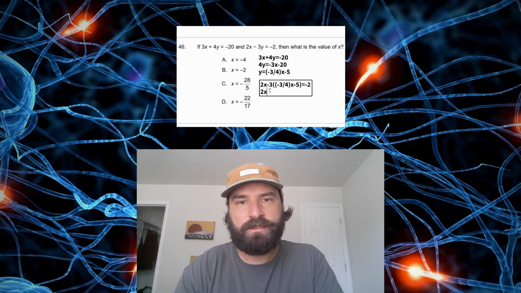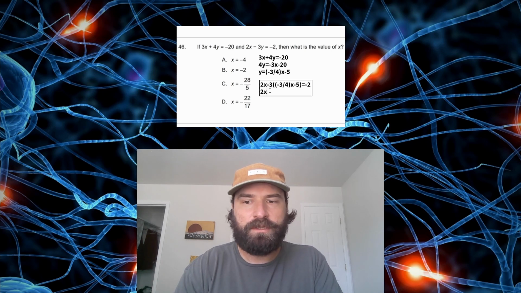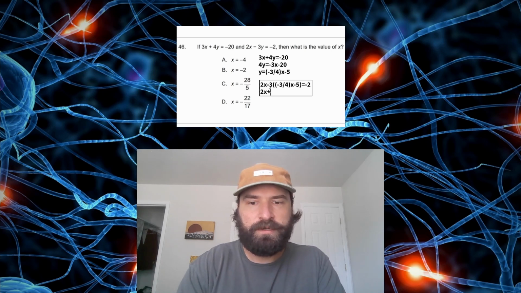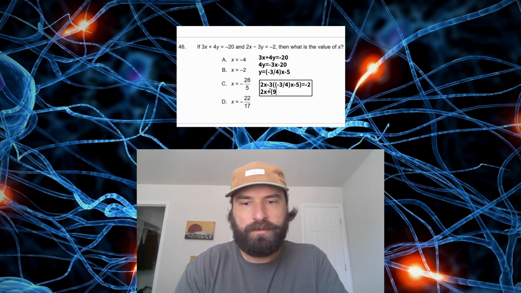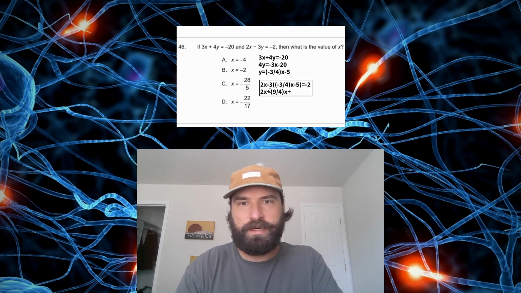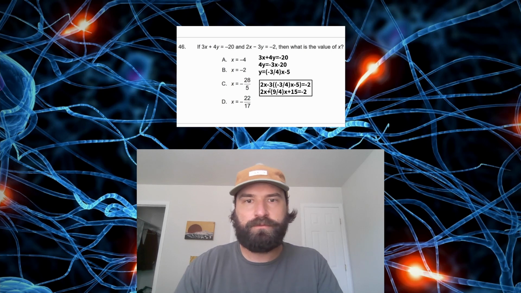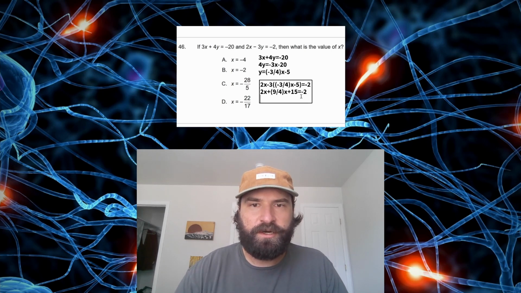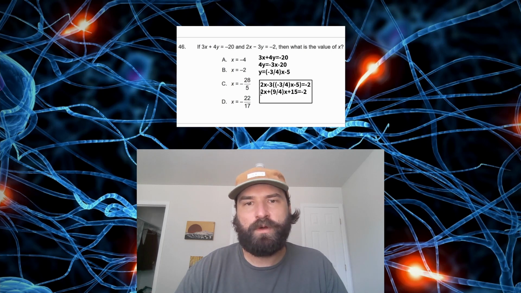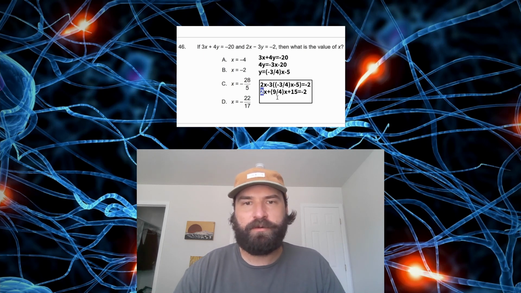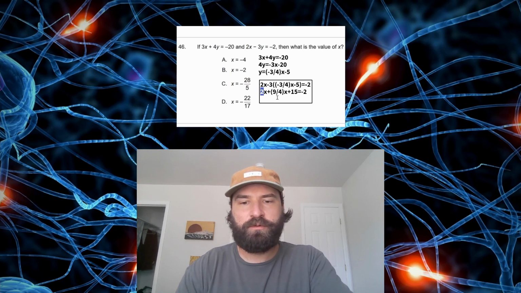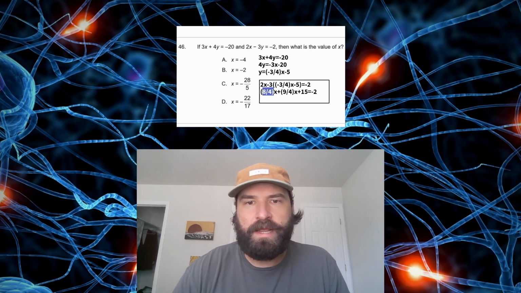So we've got 2x, negative 3 times negative 3/4 is positive 9/4 x, plus negative 3 times negative 5 is plus 15, and that whole thing is going to equal negative 2. So now we just want to combine like terms here. If I'm going to add 2x to 9/4 x, I'm going to want to have a common denominator with the 2. So the 2 should be in fourths. 2 in fourths is 8/4. And then 8/4 plus 9/4 is 17/4.